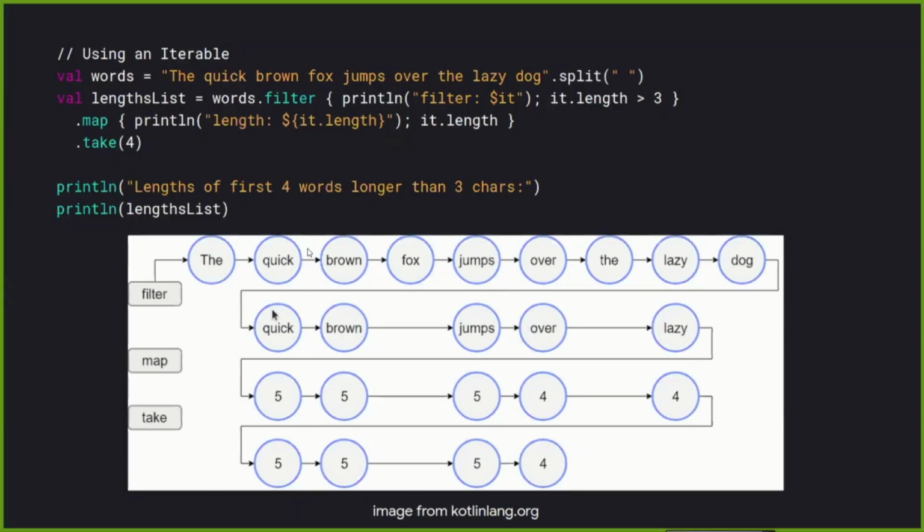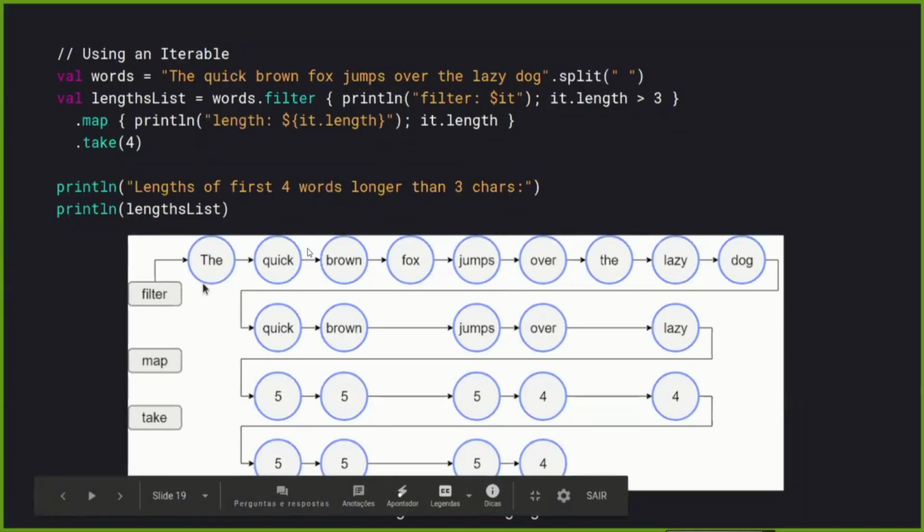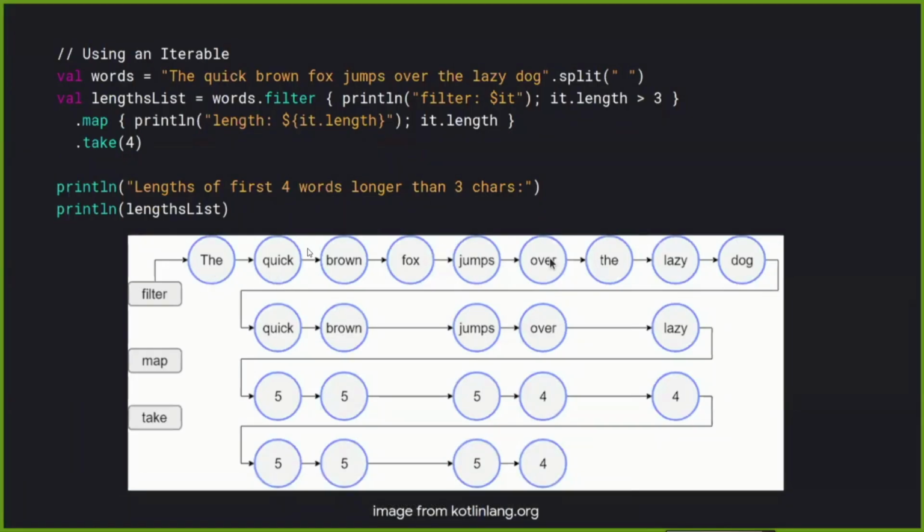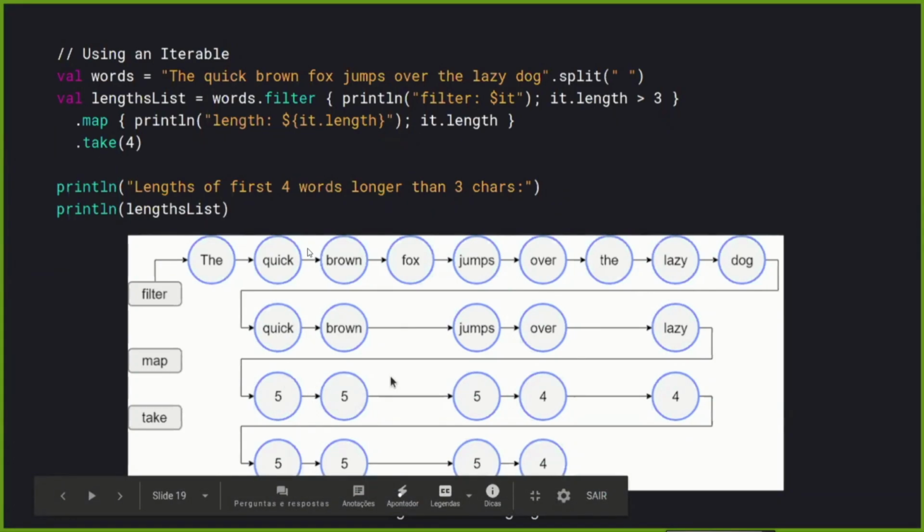So let's see how the whole process works. First you have the filter. You're getting the whole list of words. After going through the filter, we are only getting the words that are greater than 3, so we have those words here, like 5 words. After mapping it to its length, you can see here we're mapping each word to its length, and then we only take 4 of them. So this is basically around 23 steps.